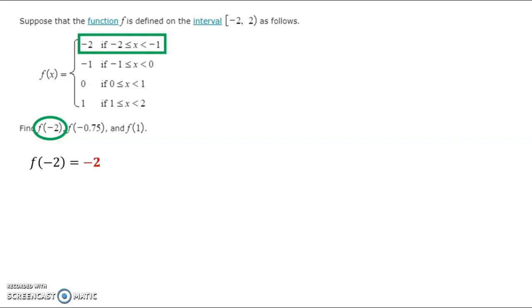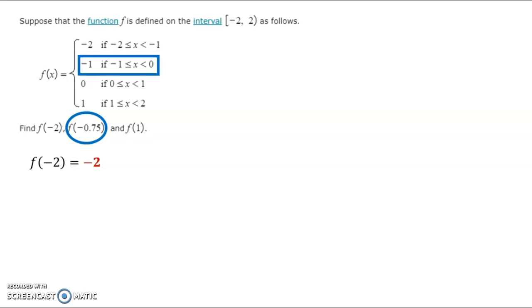Looking next at f of -0.75, I need to find the correct domain, which is the second one, because -0.75 is between 0 and -1, and it says there that the definition of the function for those domain values is that the function equals -1. So again, I don't even have any math to do.